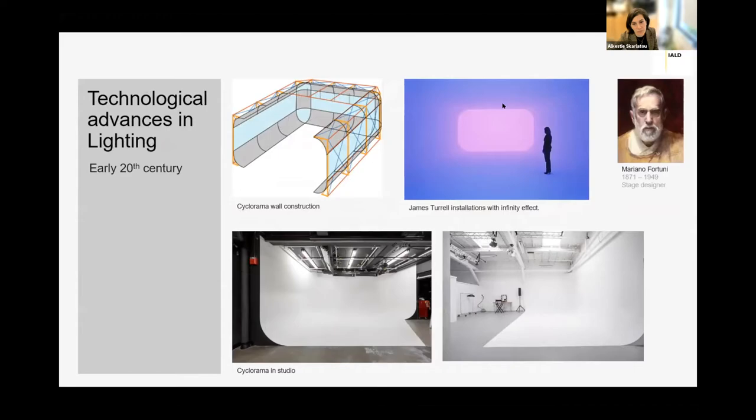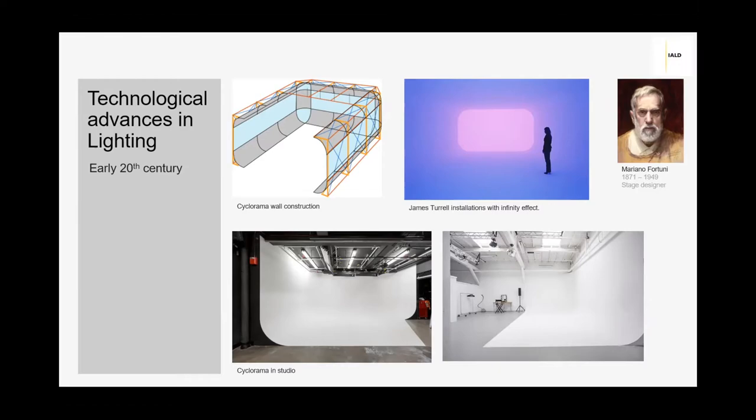So trying to connect now a little bit the things we know today with their history and their position in this continuum, we look a little bit at the technological advances and when they happened. So Mariano Fortuny is everything. He's a stage designer, he's a clothes designer, he's an architect, he's done many things.